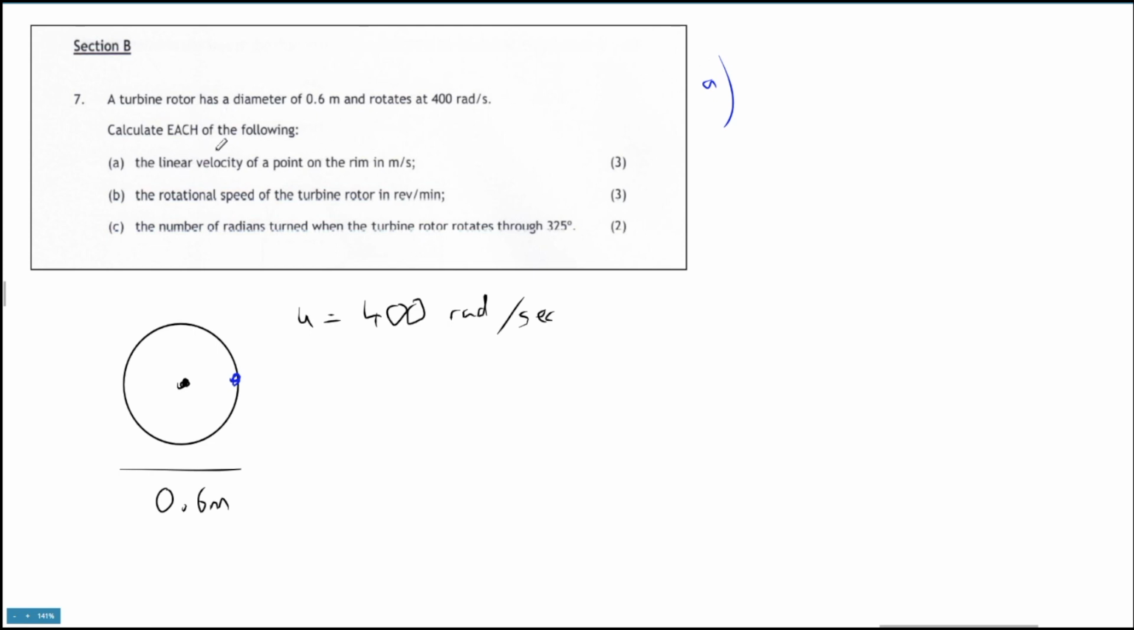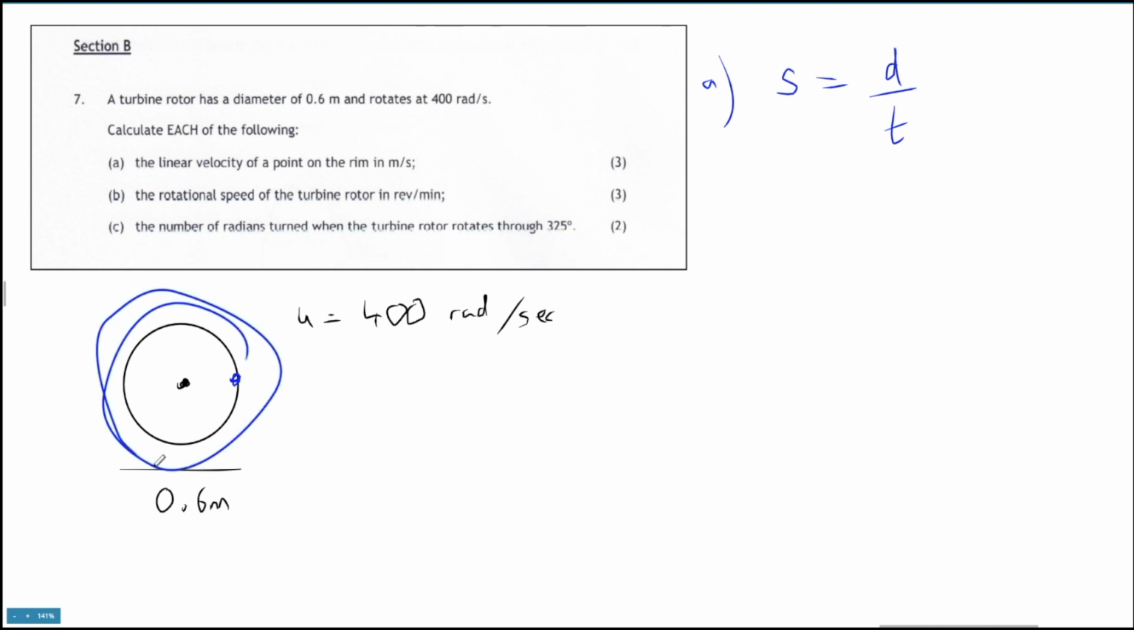Actually, linear velocity, isn't that just speed? And can't we just say speed is equal to distance divided by time? We can do something a little bit different, but can't we just do this? Because we know it does 400 rad per second, and we know the diameter of the disk. So we can work out how far this thing travels every second, and then that will be a linear velocity. We better get it in meters per second.